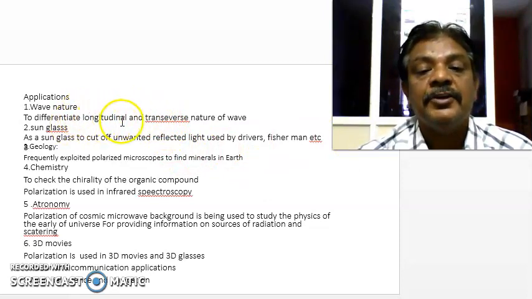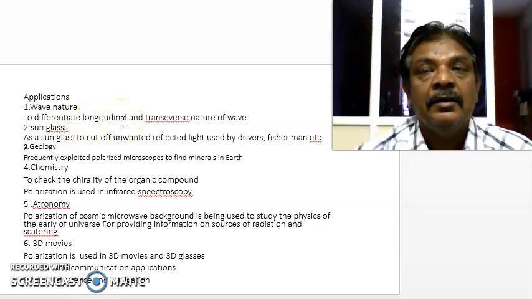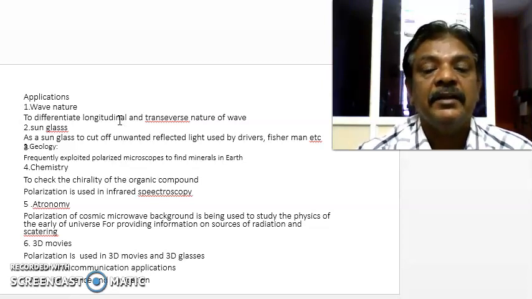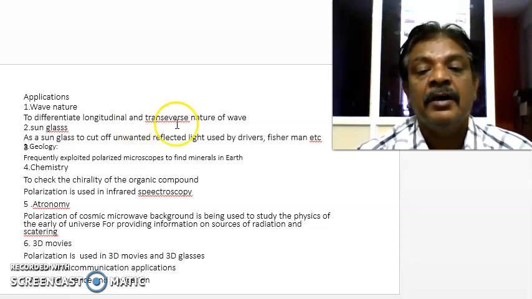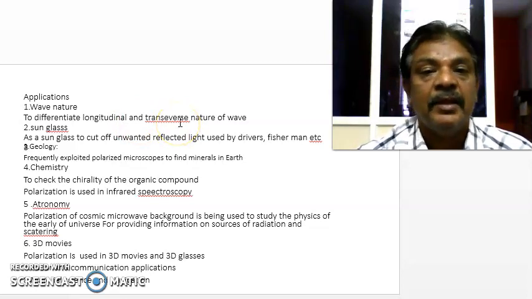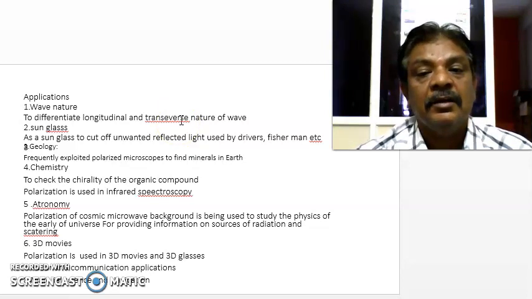If it is a longitudinal wave, then the intensity is present on the other side when using two plane polarizing plates, the polarizer and analyzer, both placed perpendicular to each other. If the intensity is present on the other side, then the wave is called a longitudinal wave. Otherwise, it is called a transverse wave. So the wave nature of light is defined by means of the polarizer.